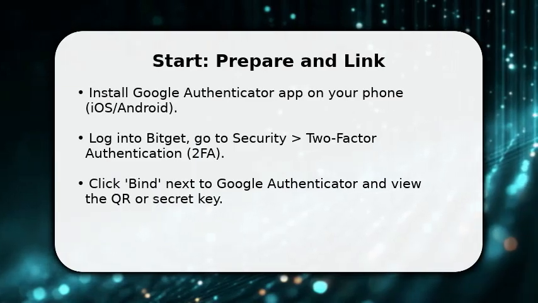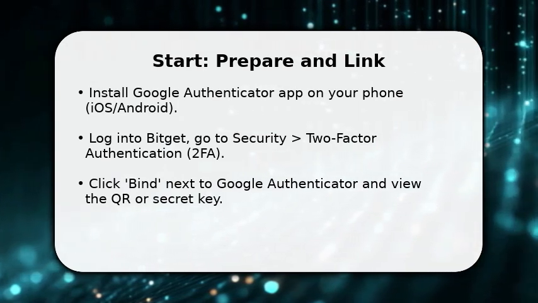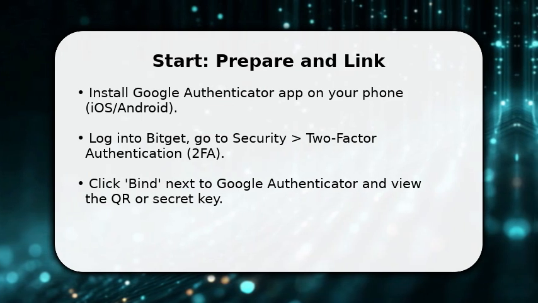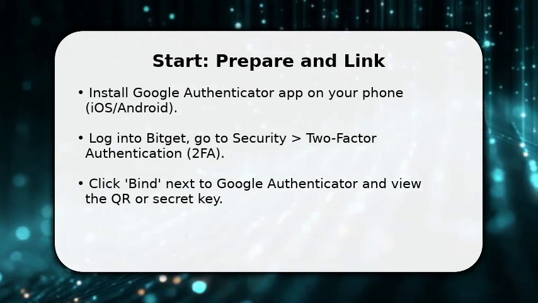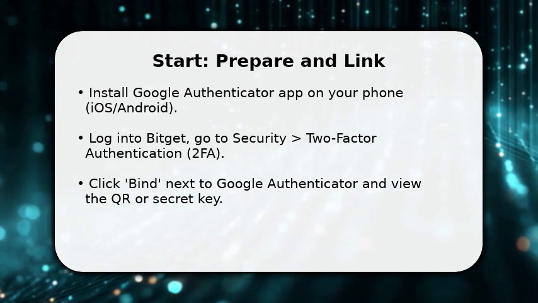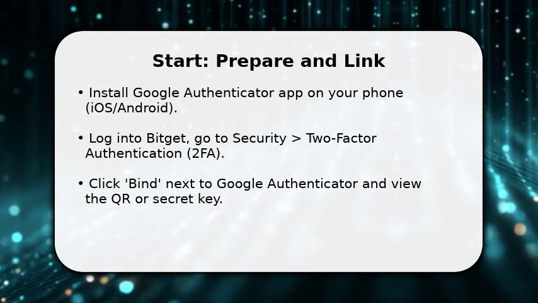You begin by preparing both devices, your phone with Google Authenticator and your logged-in Bitget account. Open Bitget and navigate to Security, then Two-Factor Authentication. Click Bind next to Google Authenticator to reveal a QR code or a secret key. Scan the QR with the app or manually enter the secret.